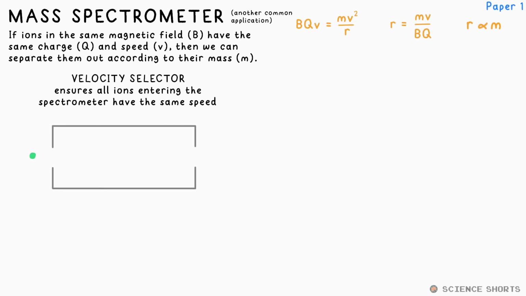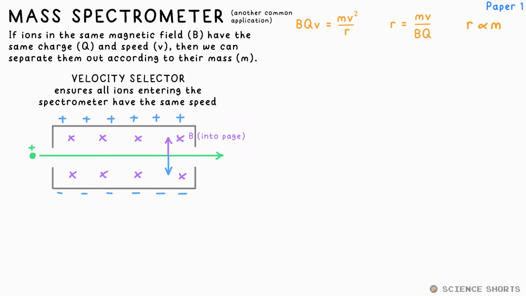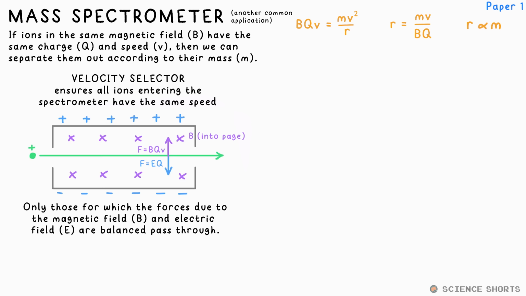To do this, we have a velocity selector before the main magnetic field. It's a device with a small hole in the end. We have a different magnetic field to the big one applied, so the particles experience a force in one direction, say upward, and an electric field applied in the other direction, say downward. Only particles for which these two forces are equal and balanced will carry on going straight through the hole. For them, EQ equals BQV. Electric force equals magnetic force. The Q's cancel and we find that V equals E over B.